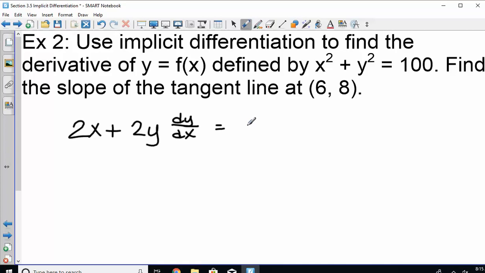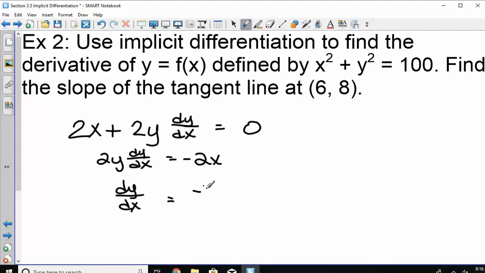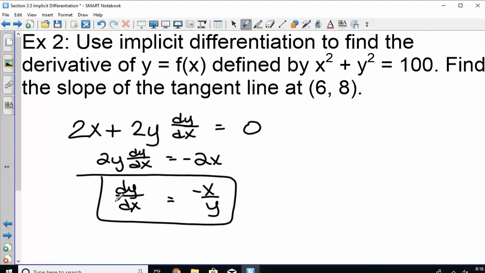Equals, what's the derivative of 100? So if I want this derivative in the form that it's normally written, could you solve for dy/dx now? Absolutely. So you subtract over your 2x, divide by 2y, so dy/dx is negative x over y.